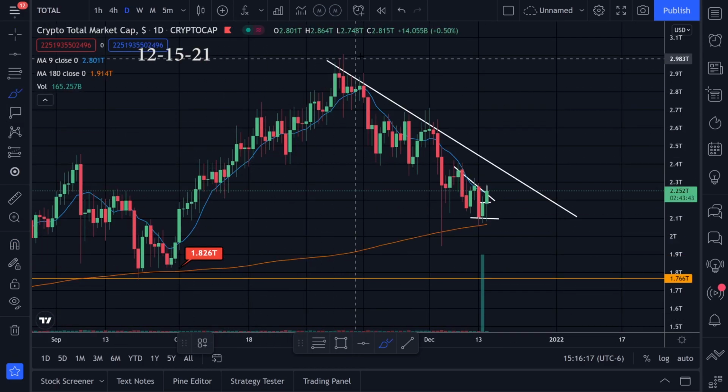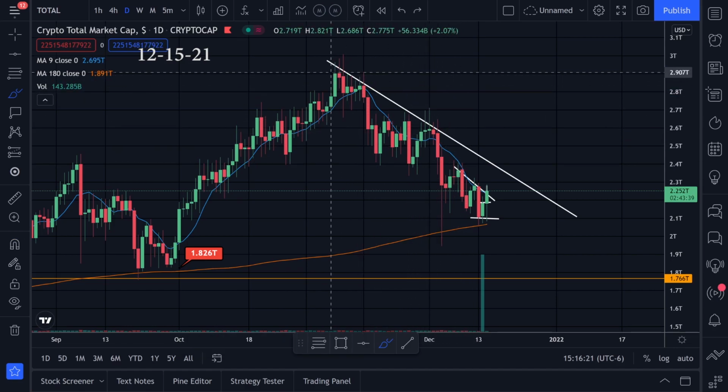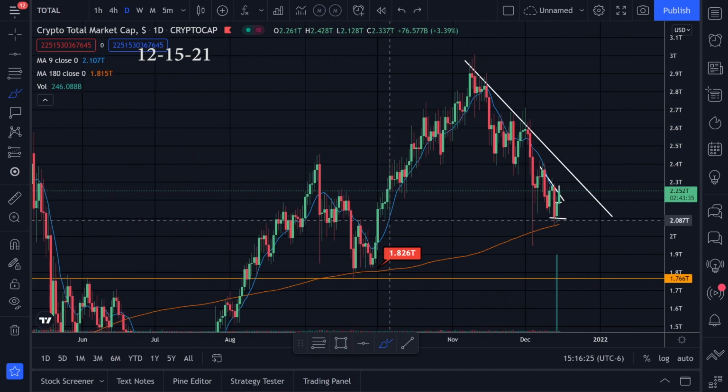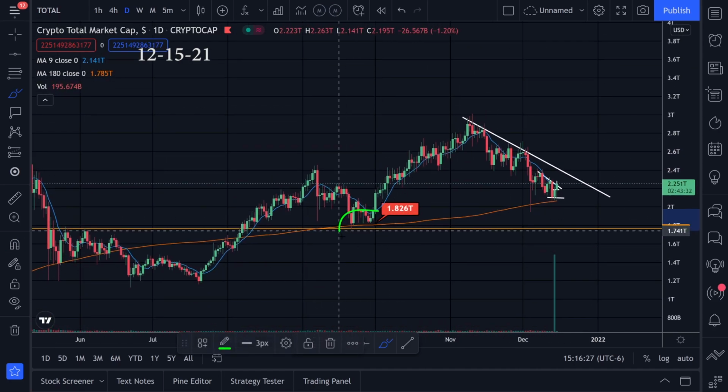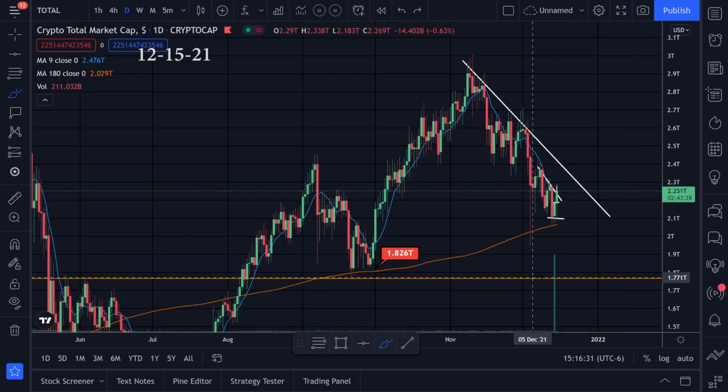All right, so here's what I'm looking at. We have resistance, resistance, resistance. I've been looking at this downtrend like this. Until we break this downtrend going to the upside, I've been watching this previous support down here at around 1.82 trillion. So we have this orange line right here.